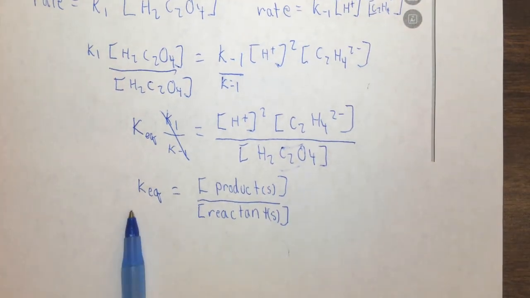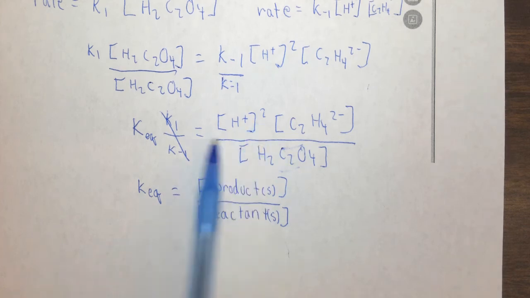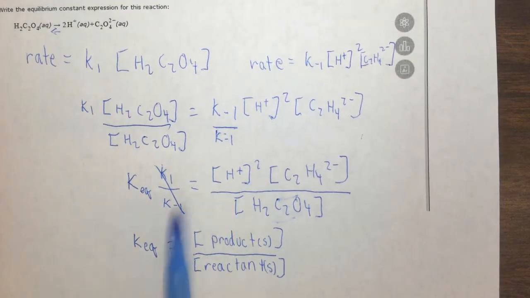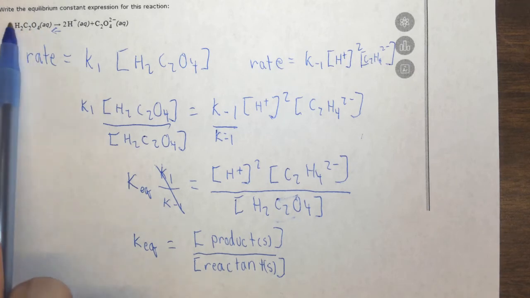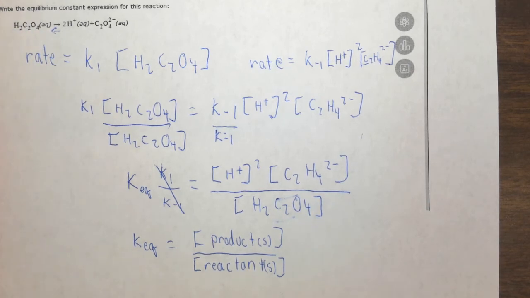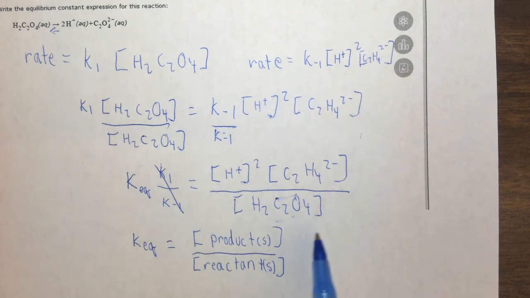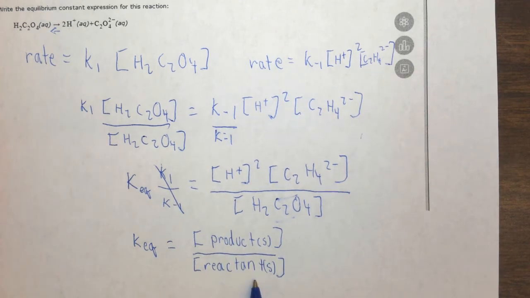So the equilibrium constant expression is the concentration of each product raised to the appropriate power, if there's more than one of them, over the concentration of the reactants. In this case, there's only one, so it's just raised to the 1. And you can use this general form. You don't need to derive this every time in order to get the equilibrium constant expression.